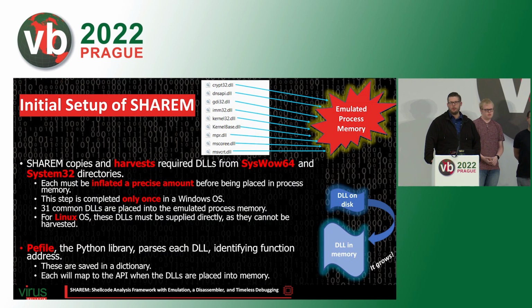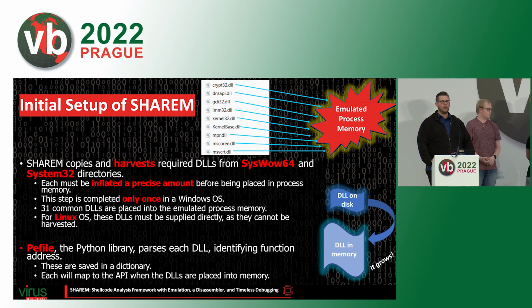So let's talk about the initial setup of SHAREM. It is a little bit unusual, a little bit different, but what we do is we go and harvest actual DLLs from syswow64 and system32, both for 32 and 64-bit shellcode. We harvest these, and then we inflate each of them a very precise amount according to the PE file format specifications. We created a sort of formula allowing us to do that.